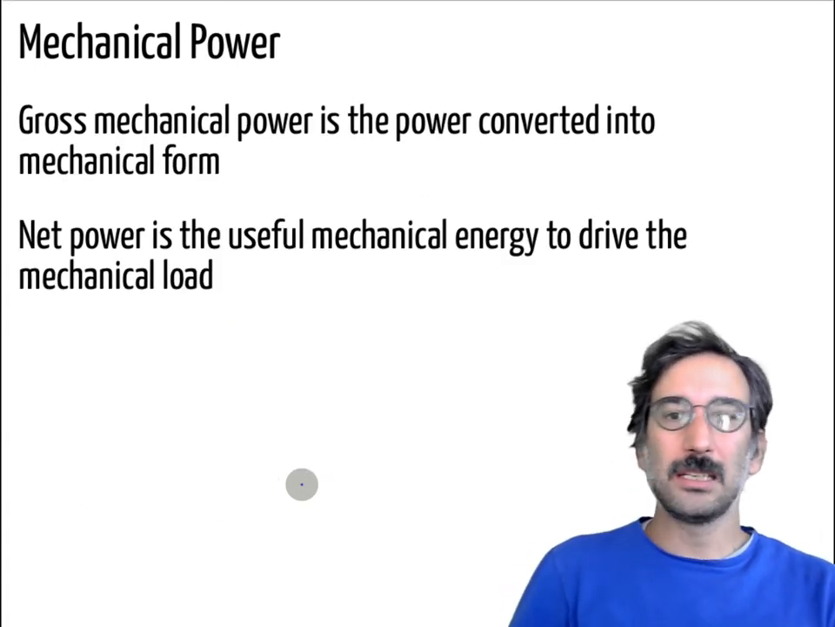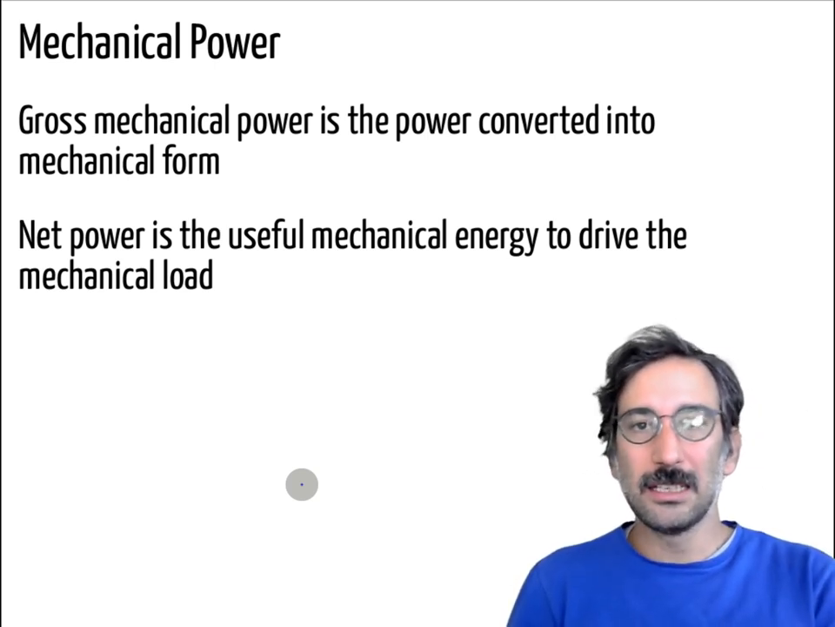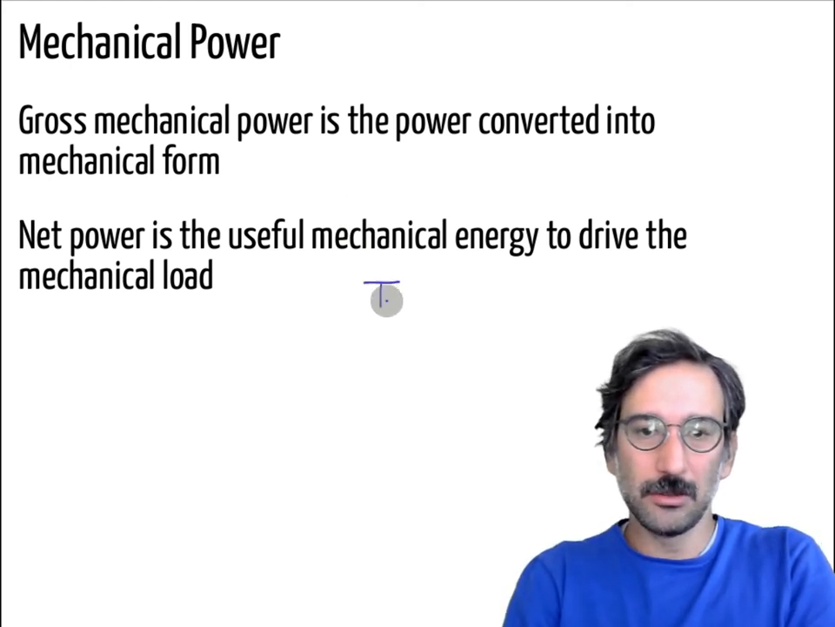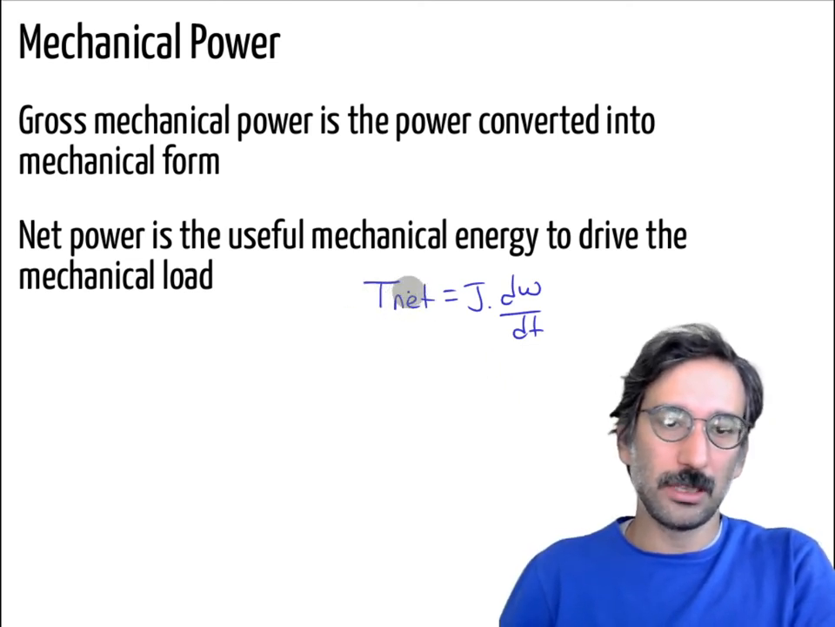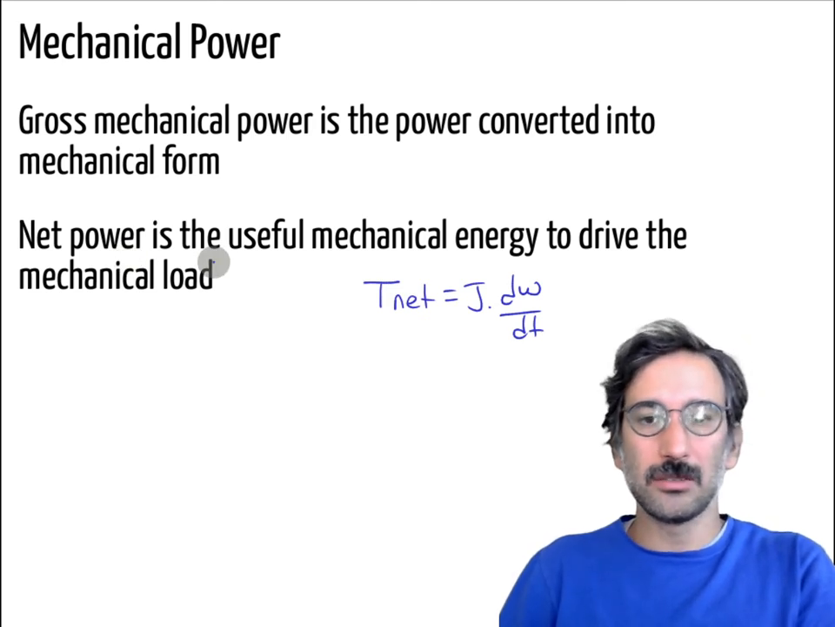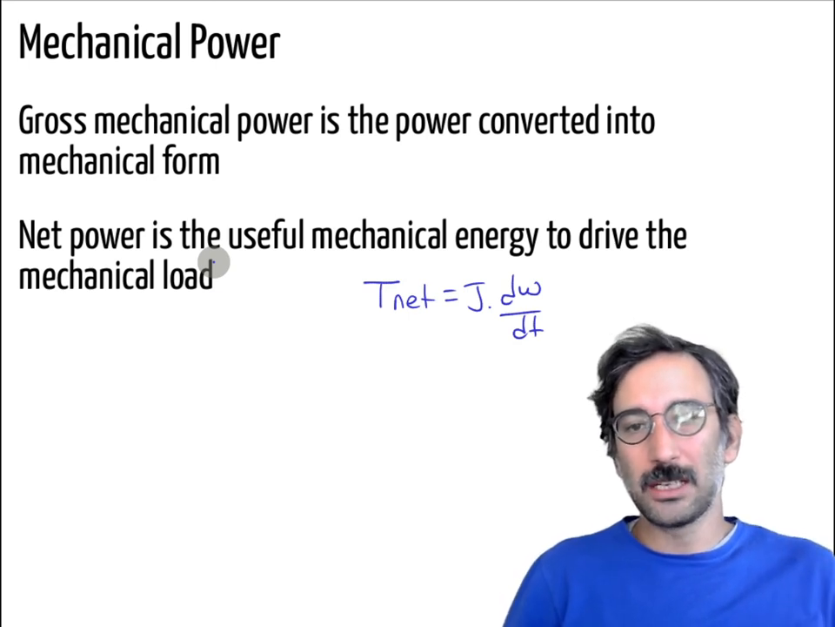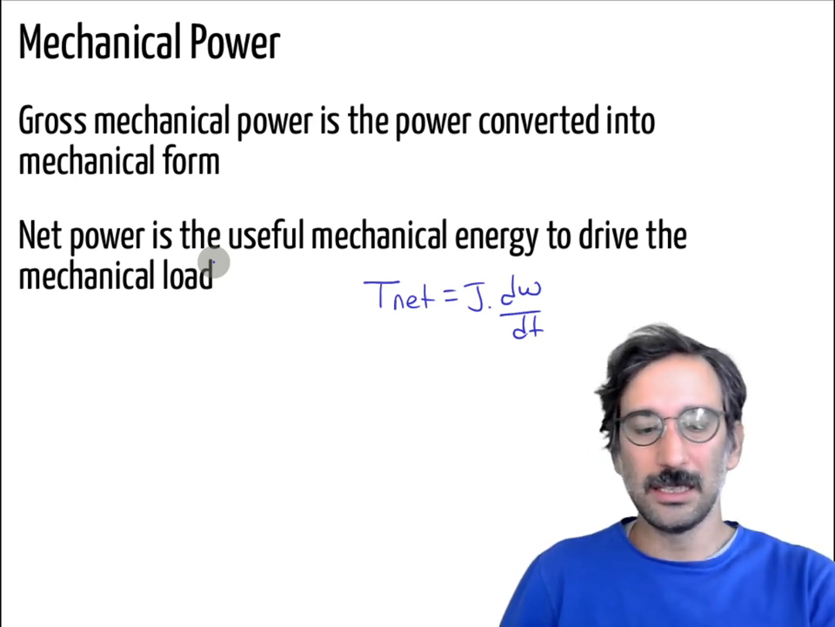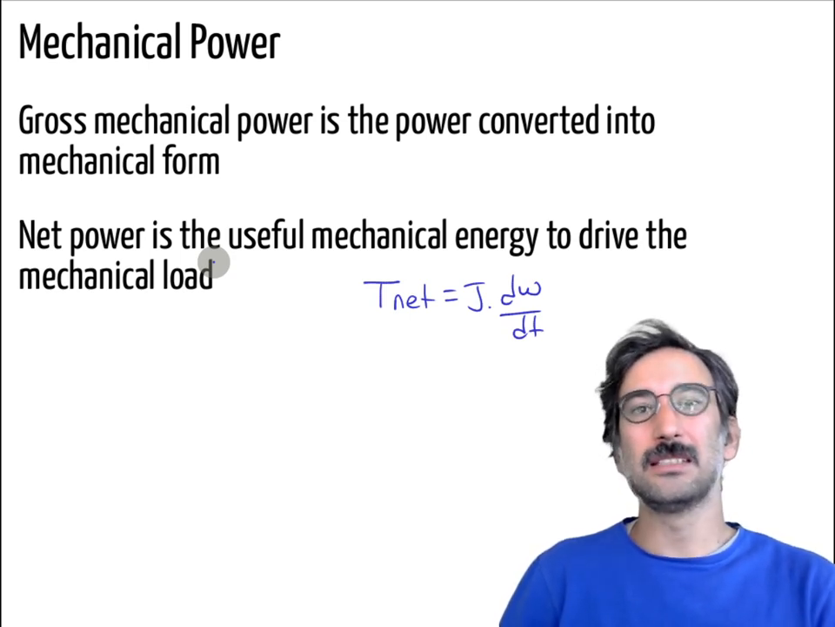Anyway, gross mechanical power is the total power converted into mechanical form. But after that, for example, if you would like to use T net, remember, T net is equal to J times d omega over dt. So in that net torque, we need to use net power, because not all the mechanical energy converted can be used to drive the mechanical load. There may be frictions and that kind of things between gross power and net power. In some books they say the shaft power. Shaft power is the net power.